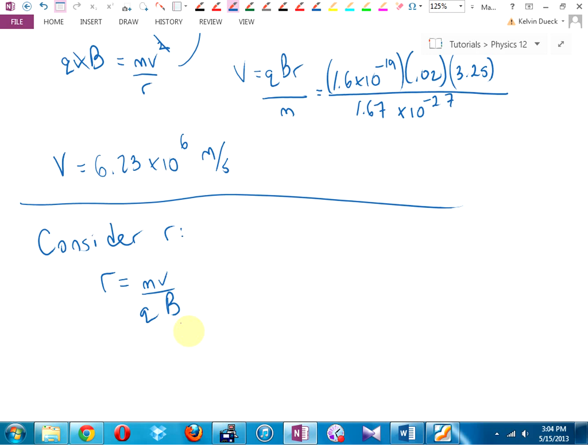Or I could say, what if you double the speed and it's a proton still? Radius the same, bigger or smaller? Bigger, twice as big as a matter of fact, because there's no squareds on the V, unlike the energy questions, there's no squareds. Or I could say, what if you double the speed and you double the magnetic field? No change, because you got a 2 on the top and a 2 on the bottom.